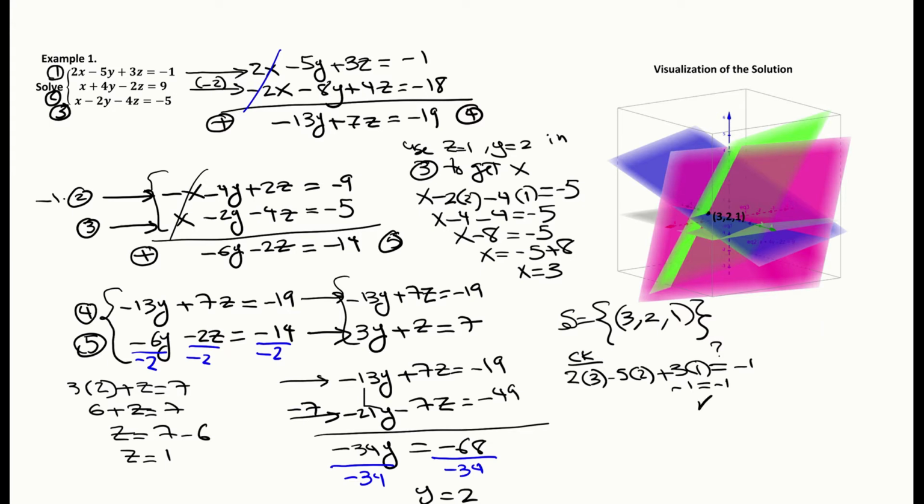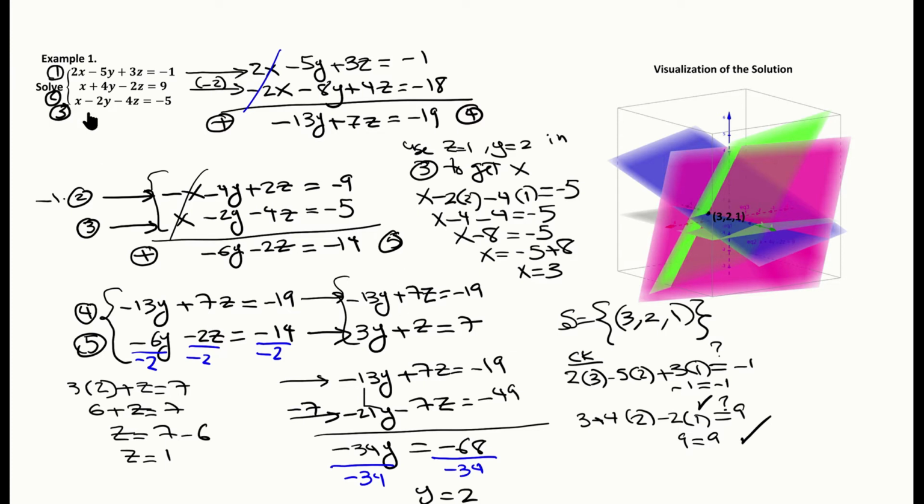That one checks out. We can check equation 2 right here. So we're going to substitute once again 3 for x, 2 for y, and 1 for z. So we get 3 plus 4 times 2 minus 2 times 1. And we're checking to see if that's equal to 9. And of course on the left we have 3 plus 8, which is 11, minus 2, which is in fact 9. So we get 9 equals 9. This one checks out too.